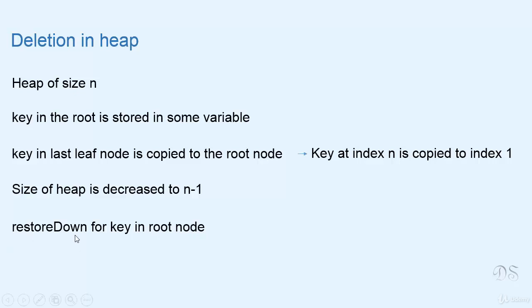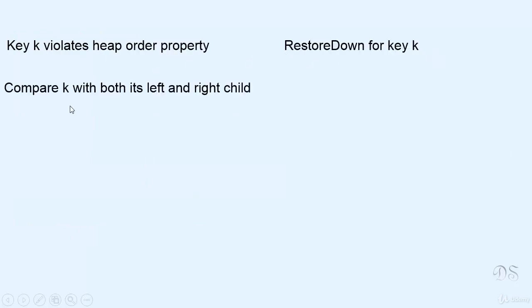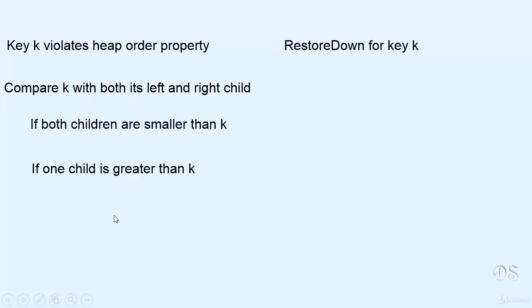In this restore down procedure, the key is moved down in the tree and placed at its proper place. Now let's see what this restore down procedure is. Suppose k is the key that is violating the heap order property. So we have to perform restore down for key k. We compare k with both its left child and right child. We can have three cases: when both children are smaller than k, when one child is greater than k, and when both children are greater than k.